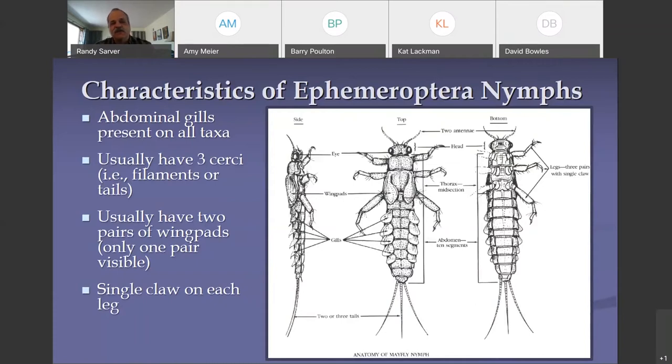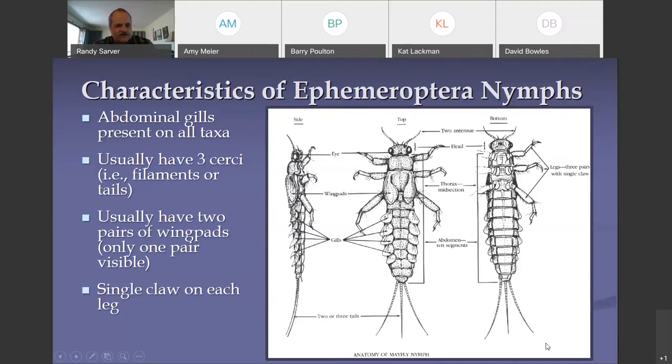So we're going to talk about the fact that they have abdominal gills, and then the shape of those gills and their location, whether they're present or absent, or the type of gills. We're also going to talk about the cerci, at the end of the abdomen. So how many do they have? Sometimes we use the term tails for cerci, or other people even use the term filaments.